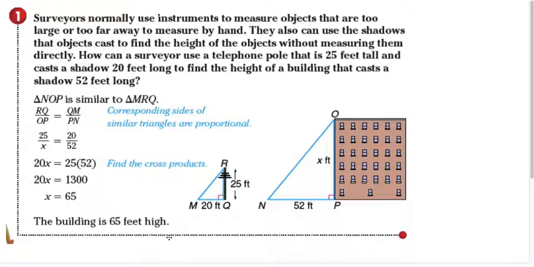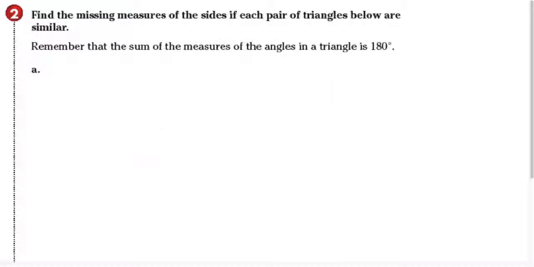Okay, so that's how you use your corresponding sides of similar triangles to be able to find the height of that building. Let's take a look at example number 2. Example number 2, find the missing measures of sides if each pair of triangles below are similar.